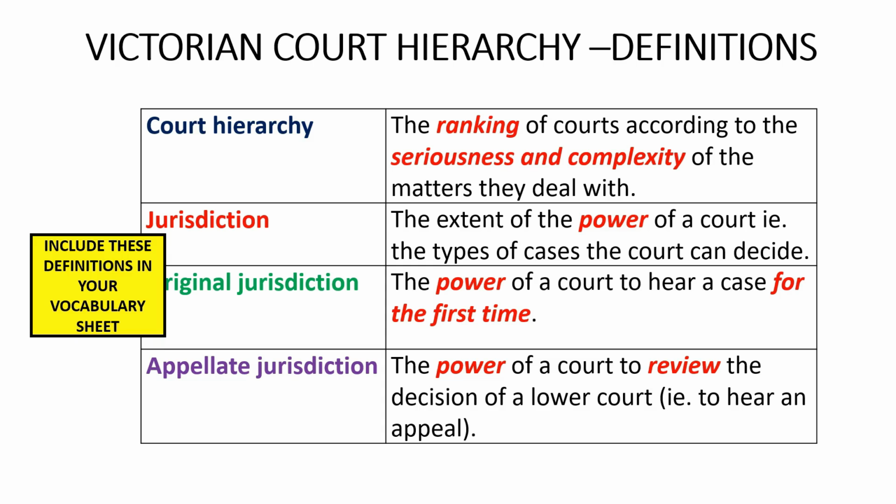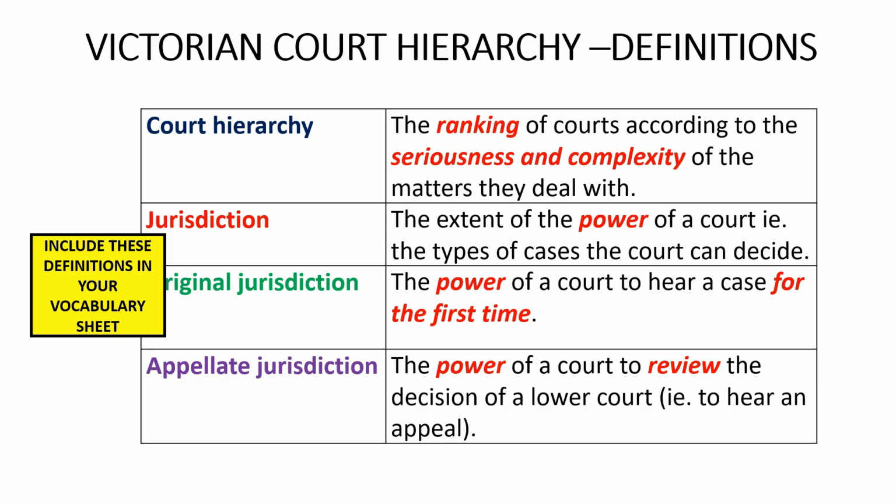For these reasons, it is not correct to say that appellate jurisdiction is the jurisdiction to hear a case for a second time. As I've said, a case could be heard for a second time, but it could also be heard for a third or even a fourth time. That's why we define appellate jurisdiction simply as the power of a court to review the decision of a lower court. An example of appellate jurisdiction is the jurisdiction of the Court of Appeal. In fact, the Court of Appeal only hears appeals.